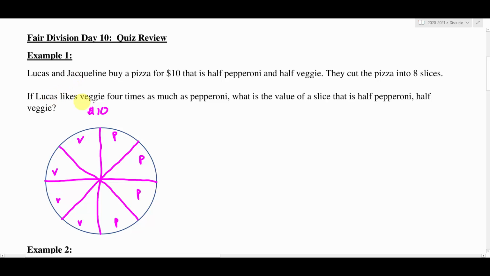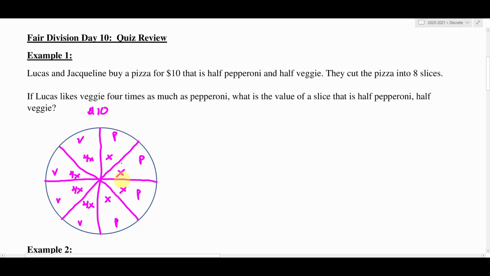Now it says Lucas likes veggie 4 times as much as pepperoni, right? So Lucas very much values the veggie slices much more than the pepperoni slices. The way that we figure out the actual value for a slice of pizza is to use a little bit of algebra. So I'm going to assign the variable x. We're going to say that a pepperoni slice is worth x dollars, which means every pepperoni slice would have to be worth x dollars. And since Lucas likes veggie 4 times as much as pepperoni, a veggie slice would be 4x dollars, which means every subsequent piece of veggie pizza is also worth 4x dollars.